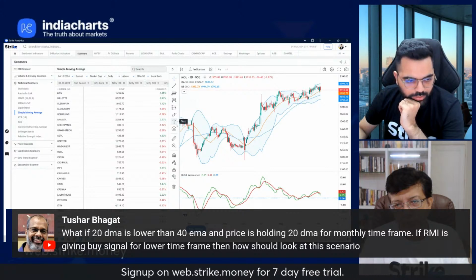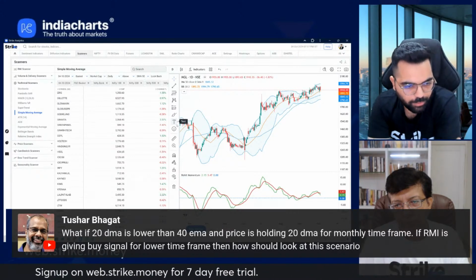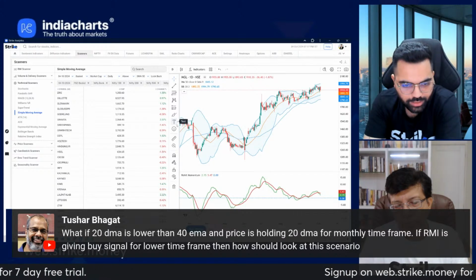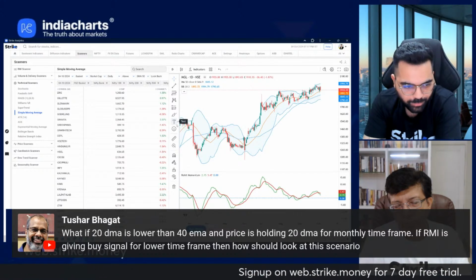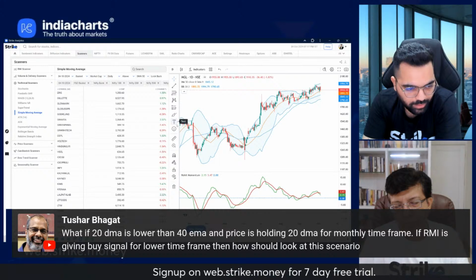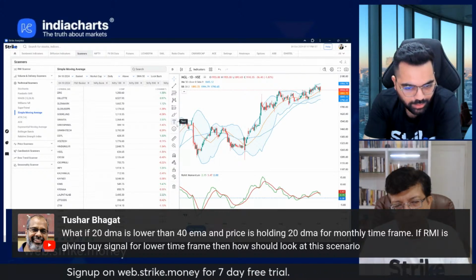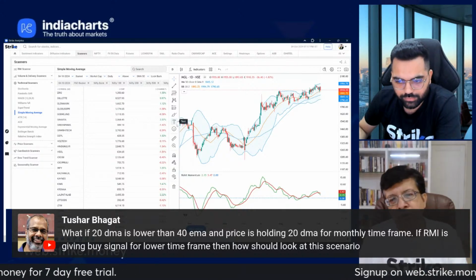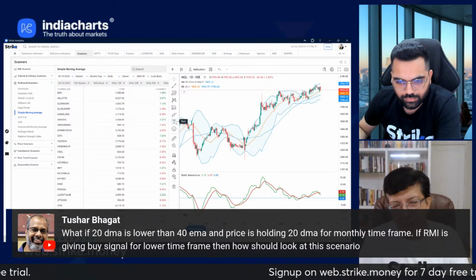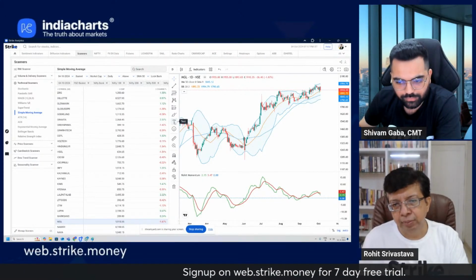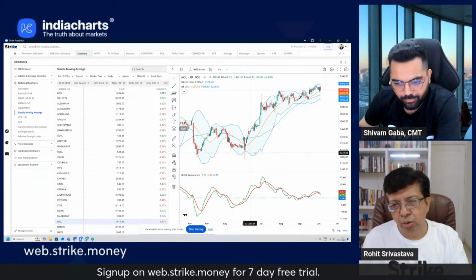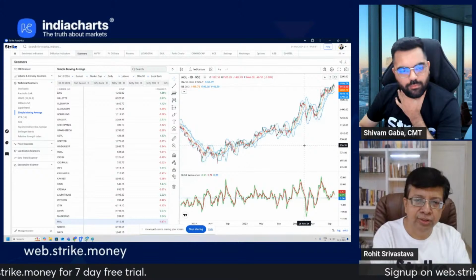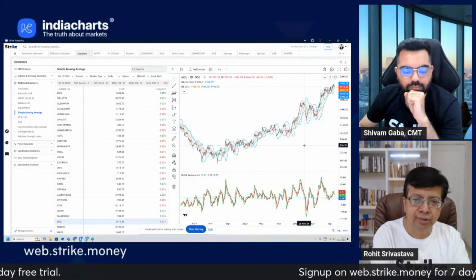So there is a question from Tushar. What if the 20 MA is lower than the 40 MA and price is holding the 20 MA on the monthly time frame? If RMI is giving a buy signal on the lower time frame, then how should we look at this scenario? So the higher time frame always takes precedence. If the higher time frame setup is bullish, based on how I've explained the bullish setup to be, then on the lower time frame you don't want to trade on the sell side because that's a waste of time.